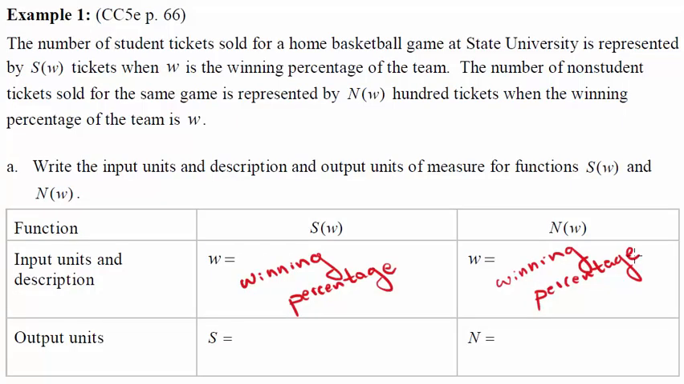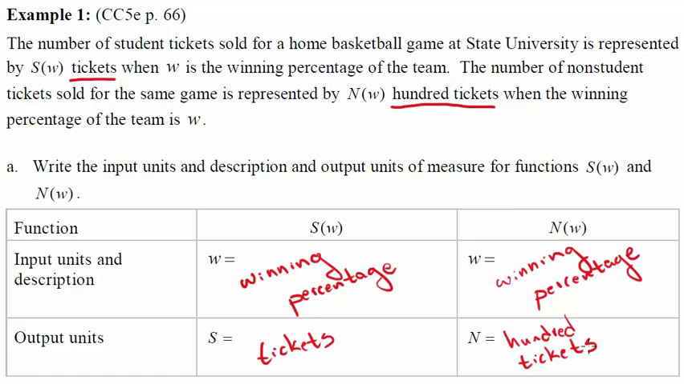All right, so my input units are the same, so I can go ahead and eliminate function composition. So I'm now between addition, subtraction, multiplication, or division. Now when I look at my output units for my student function, my units are tickets, right? And then my output units for my non-student function are 100 tickets.